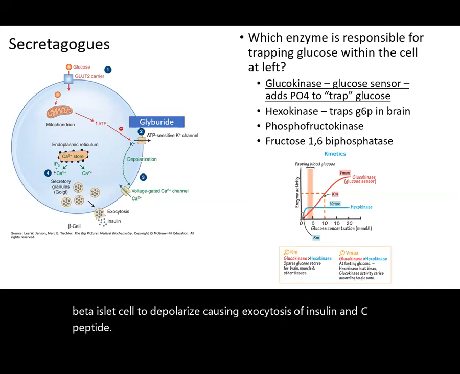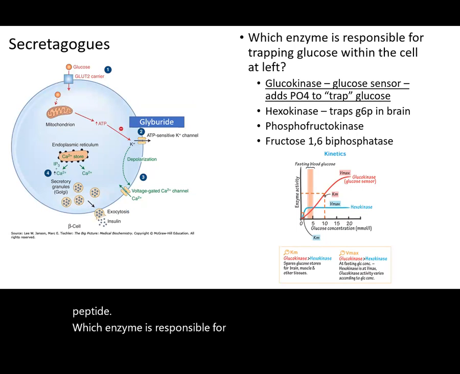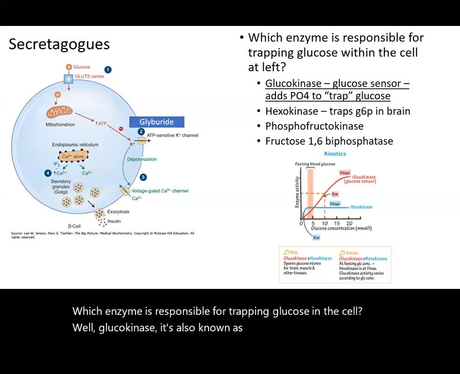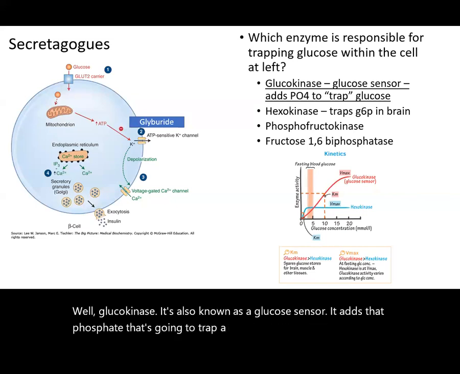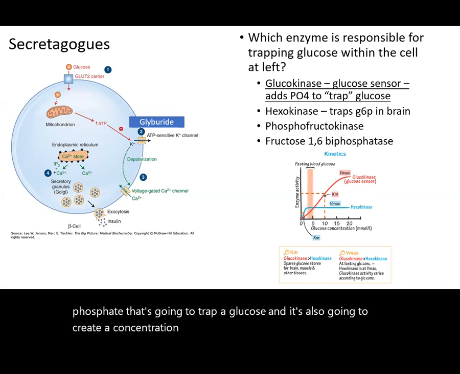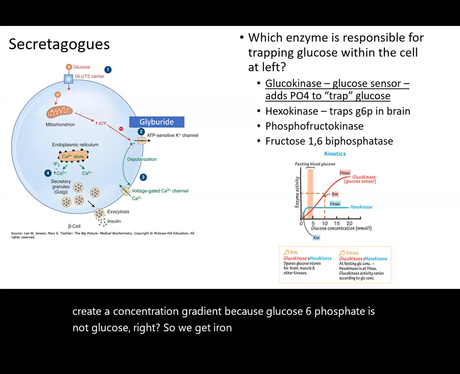Which enzyme is responsible for trapping glucose in the cell? Well, glucokinase. It's also known as a glucose sensor. It adds that phosphate that's going to trap glucose. And it's also going to create a concentration gradient because glucose 6-phosphate is not glucose, right? So we get ion trapping and an increased concentration gradient.